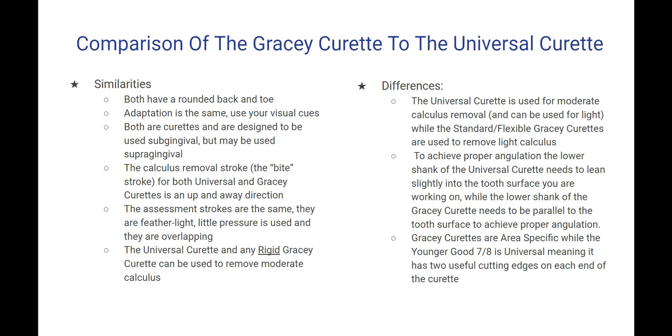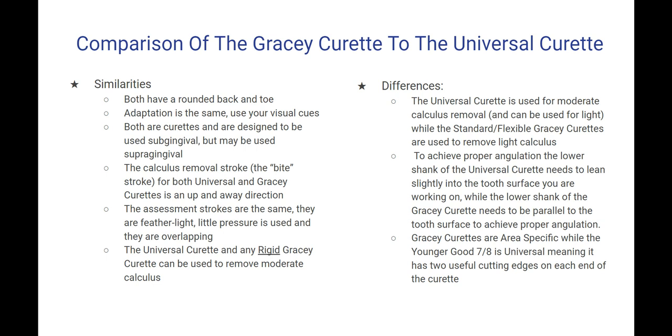The assessment strokes are the same. They are feather light, little pressure is used, and they are overlapping. The universal curette and any rigid Gracey curette can be used to remove moderate calculus. Differences: the universal curette is used for moderate calculus removal and can be used for light, while the standard flexible Gracey curettes are used to remove light calculus.